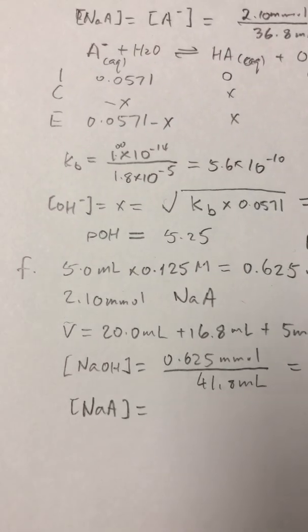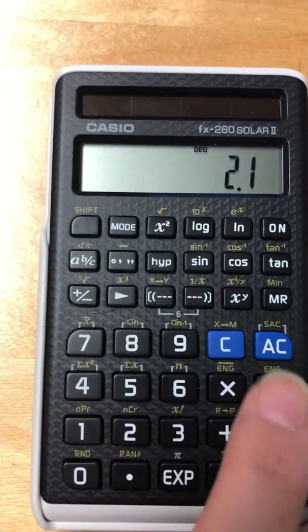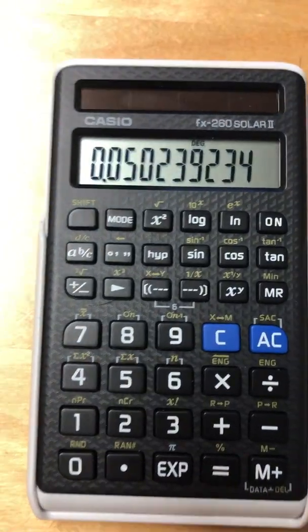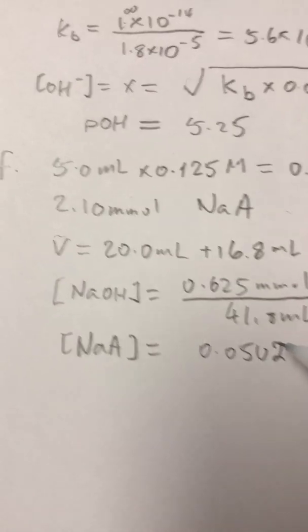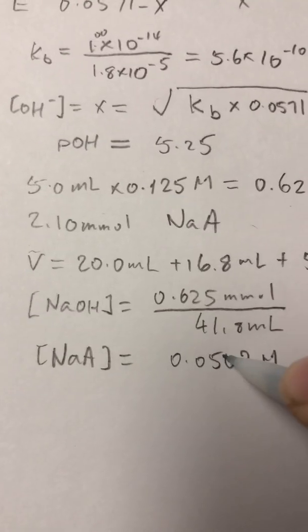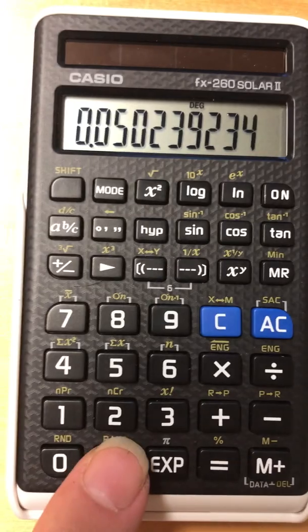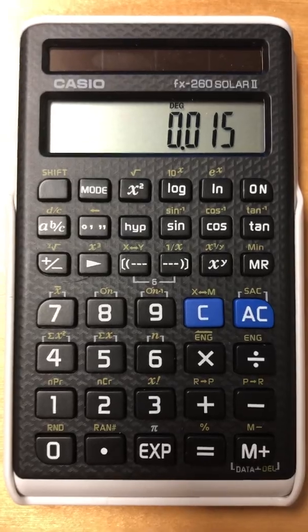How about the sodium A, the weak base? In real calculation, you do not really need this, but you can say 2.1 divided by 41.8 gives you 0.0502 molar. In fact, the contribution from the weak base is negligible. All the hydroxide is from sodium hydroxide, whose concentration is 0.015 molar. So it's completely dissociated, 100%, 0.015. That would be the hydroxide concentration.